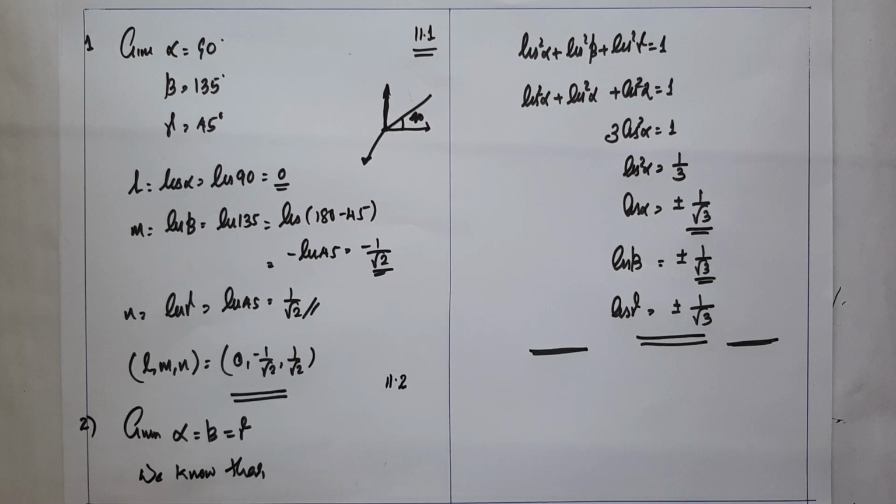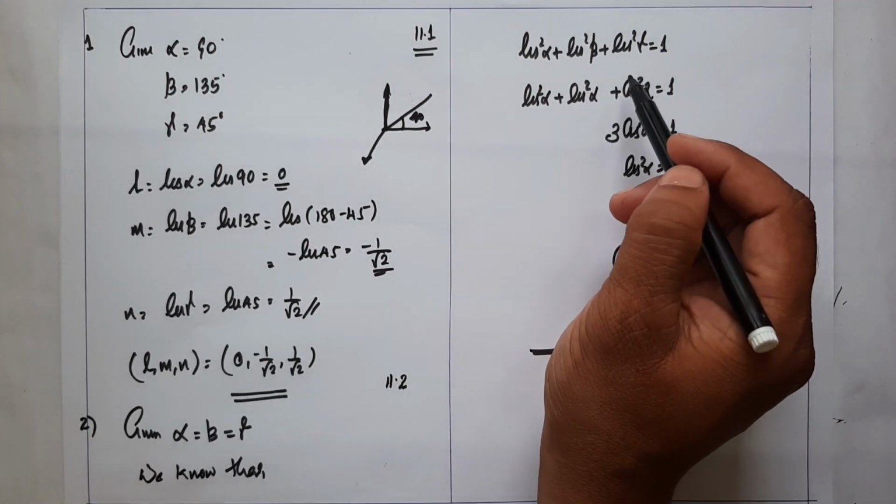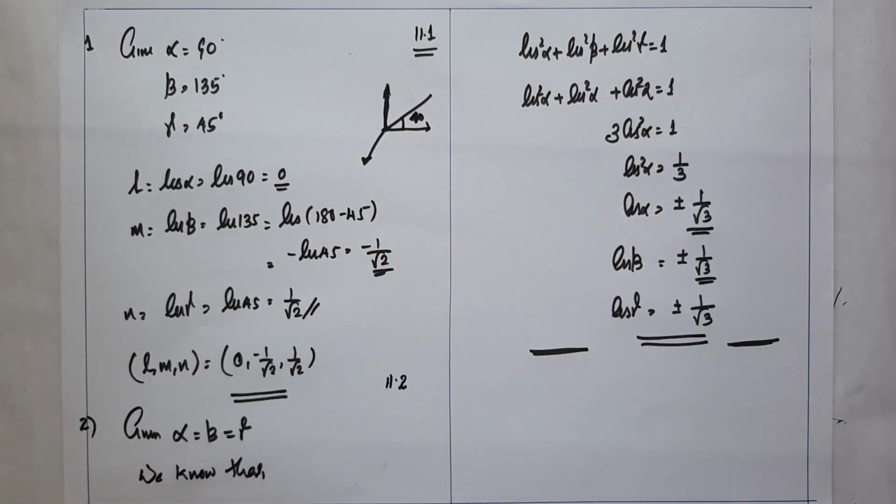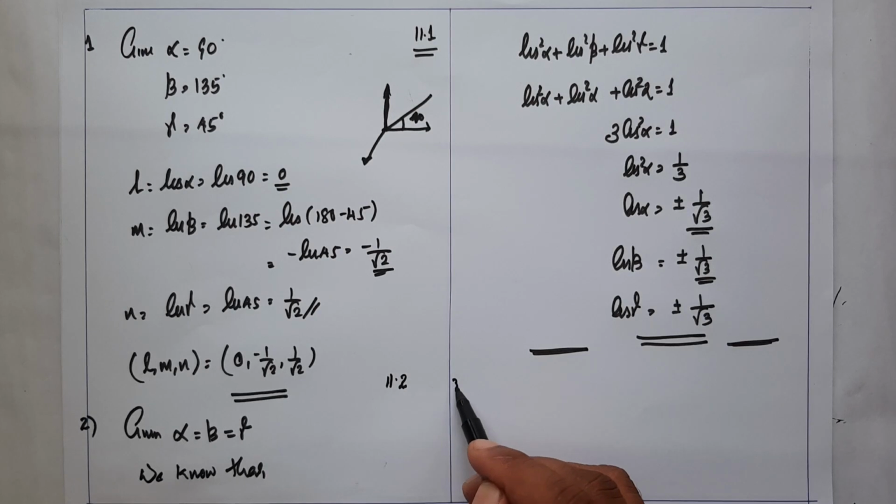Using the condition that the line makes equal angles with the coordinate axis, alpha, beta and gamma are equal. Using the condition cos square alpha plus cos square beta plus cos square gamma equal to 1, and substituting the alpha value for alpha, beta, gamma, we get cos alpha, cos beta, cos gamma equal to plus or minus 1 by root 3. Okay.